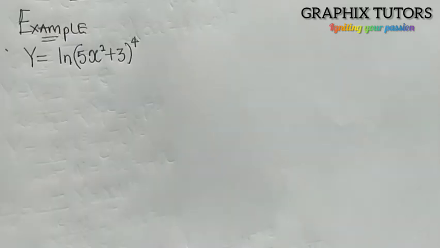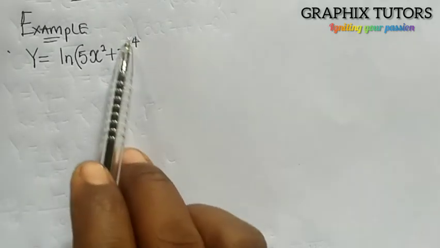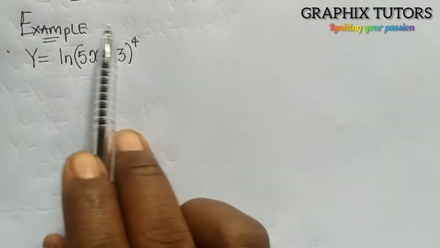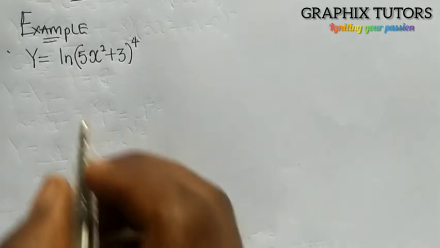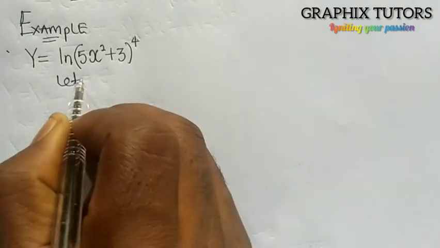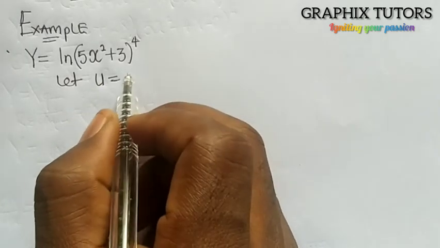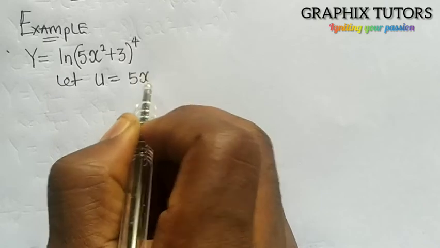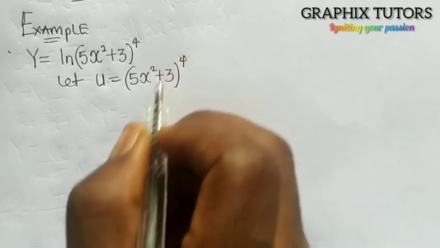Now let's look at this example. It says y is equal to ln of (5x squared plus 3) to the power of 4, to differentiate. So one thing you need to understand is that whatever is in front of the ln, you represent it with any variable of your choice. So I'm going to say let u be equal to 5x squared plus 3 to the power of 4. That's what we have.